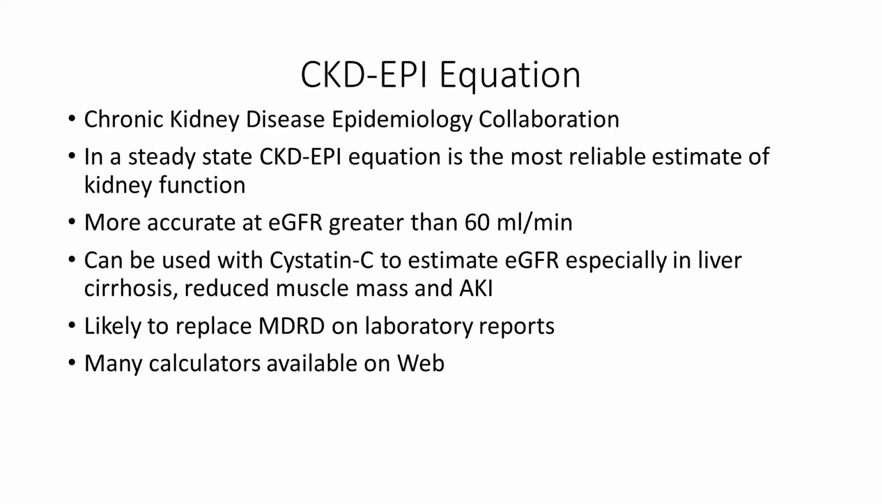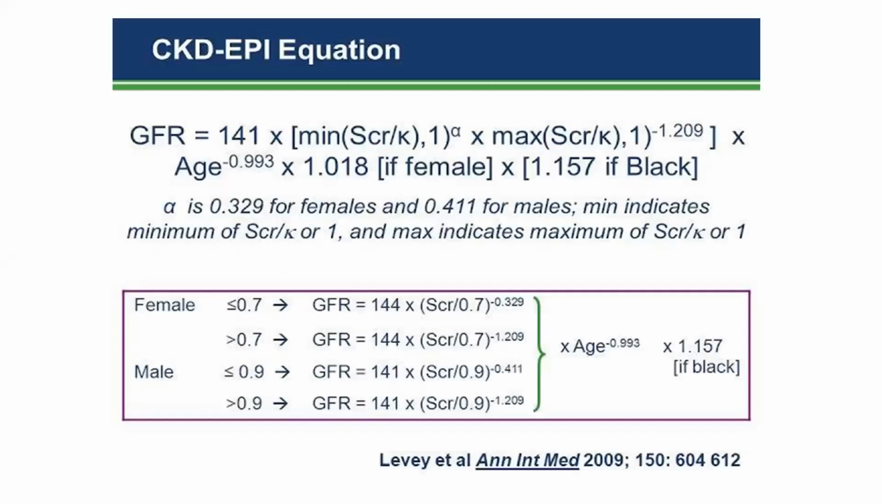CKD-EPI, the Chronic Kidney Disease Epidemiology Collaboration equation. In a steady state, the CKD-EPI equation is the most reliable estimate of kidney function. More accurate at eGFR greater than 60 ml per minute. It can measure GFR more than 60 ml per minute. Can be used with cystatin C to estimate eGFR, especially in liver cirrhosis, reduced muscle mass, and AKI. Likely to replace the MDRD equation in the near future, and many calculators are available on the web. This is the CKD-EPI equation.